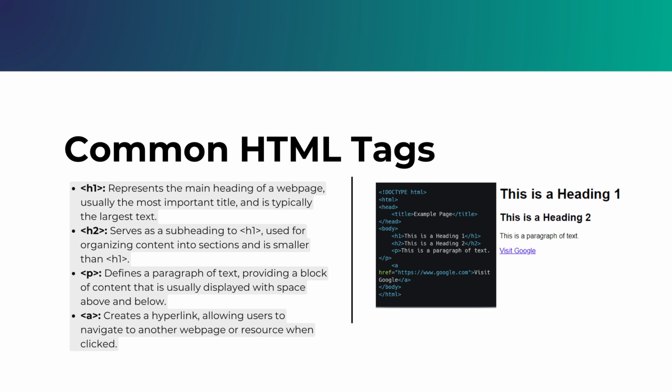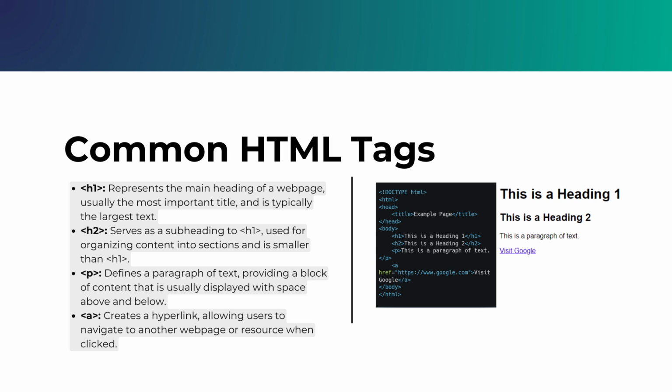Let's look at a real-world example of how these tags work together. Imagine you're creating a web page for a restaurant. You'd use the H1 tag to display the name of the restaurant at the top of the page. Below that, you'd use an H2 tag for a section heading like "Our Menu," and then use P tags to describe each dish.